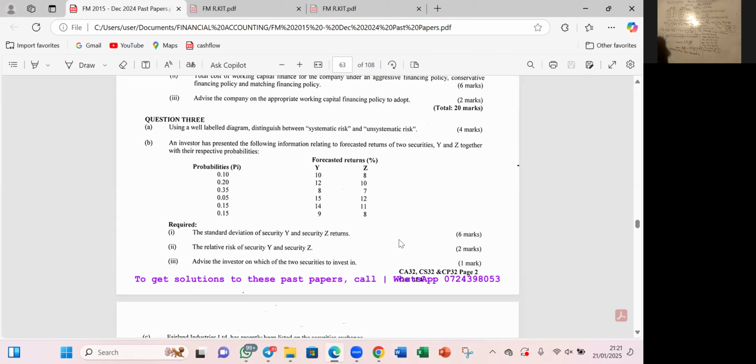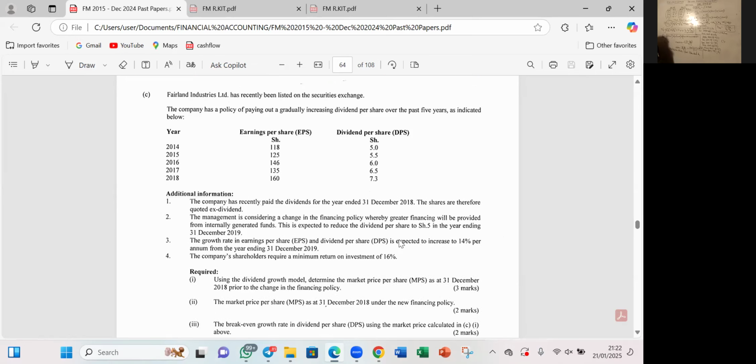Systematic and unsystematic risk. Number 2, the third division of security X and Z. Relative risk means coefficient of variation. Relative risk means CV. So remember the coefficient of variation, that is the relative risk. So it measures risk per unit. Then advice on the two securities, that one is okay.